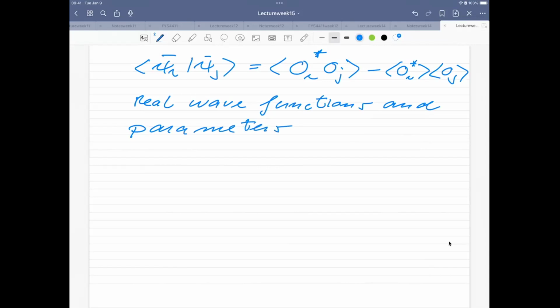Then you can define a quantity which is actually called the stochastic reconfiguration metric matrix, or actually it's going to define the natural gradient, minus OI, OJ. This quantity here has a famous name in statistics.